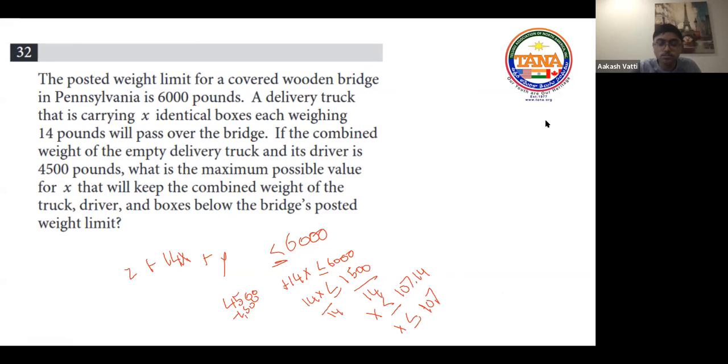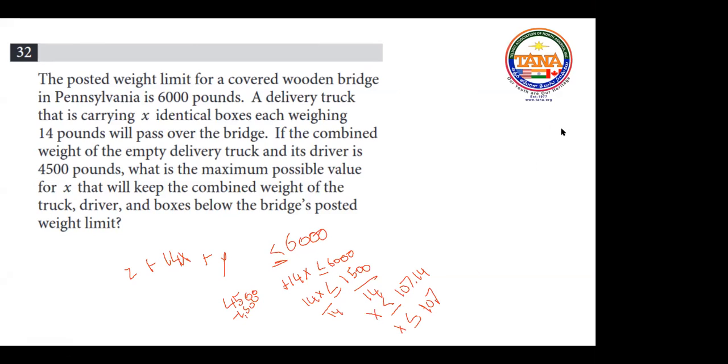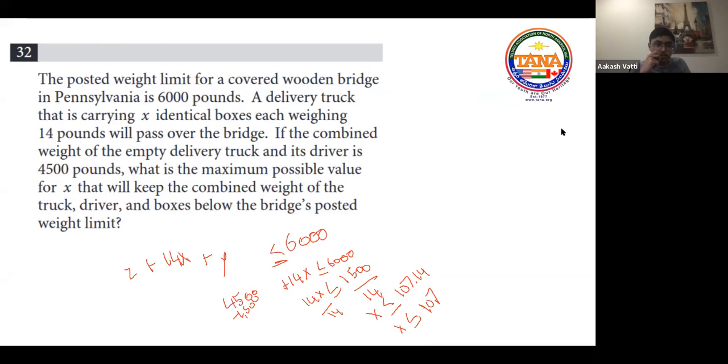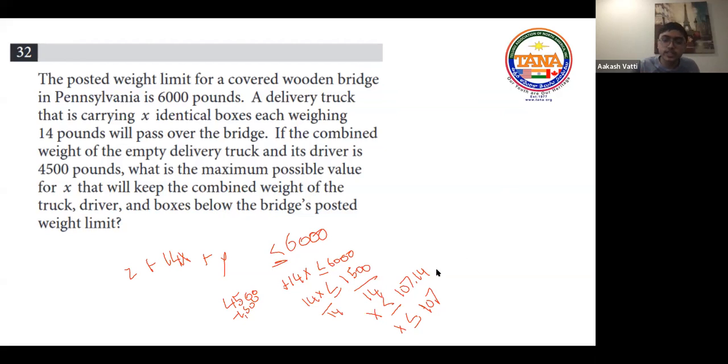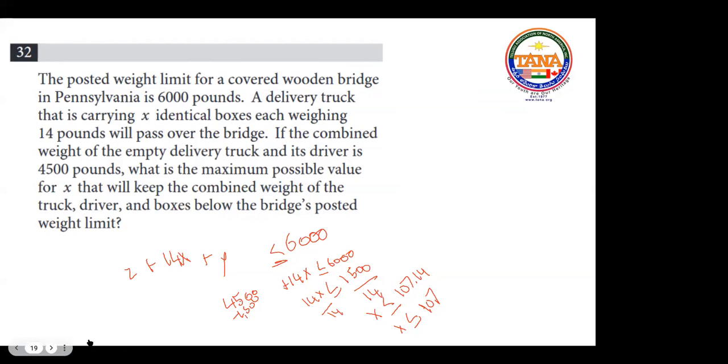Any questions? Roshan? It should be less than, right? Because it's saying keep the boxes below the bridge's posted weight limit, so it should be less than 6,000. So therefore X is less than 107, and then the maximum boxes will be 106. No, it's less than 107.14. Therefore, X can be 107. I wrote this wrong.